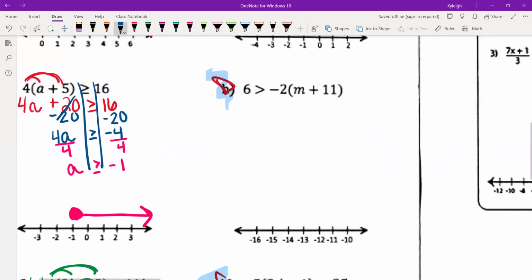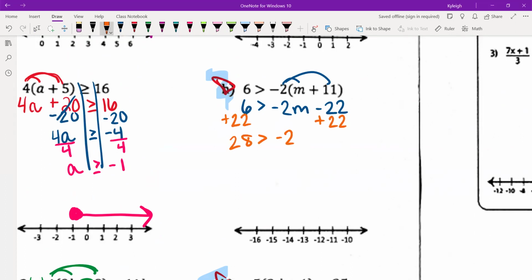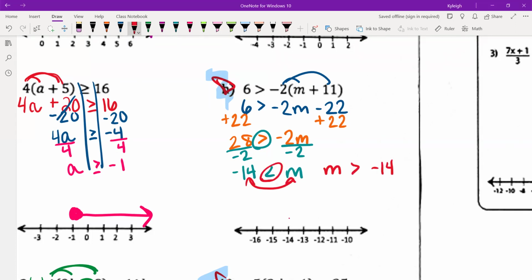Okay, next one, you have to distribute. Negative 2m minus 22 is less than 6. Add 22. We get 28 is greater than negative 2m. Divide by negative 2. So we get m, flip our inequality sign, negative 14. But in order to graph, it's got to go the other way. So m comes first, negative 14 second. We flip the sign, and it's open, going to the right.